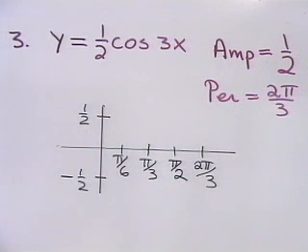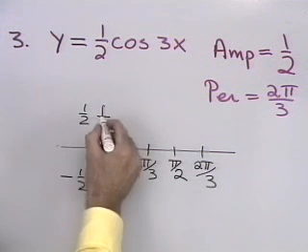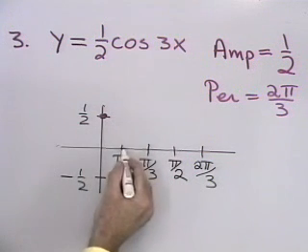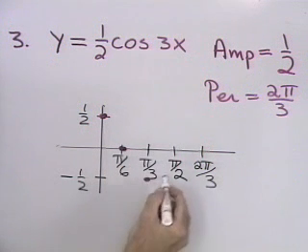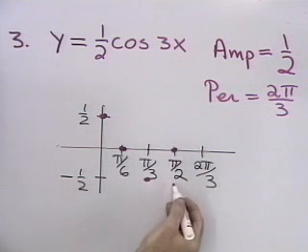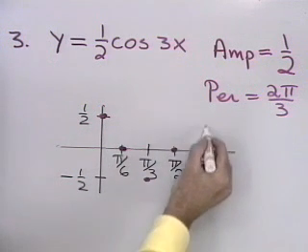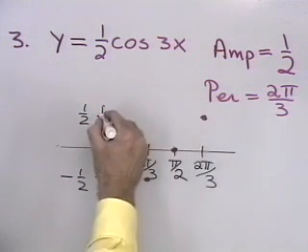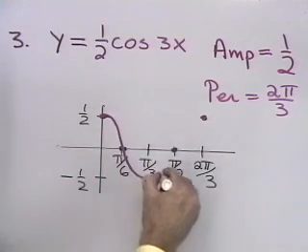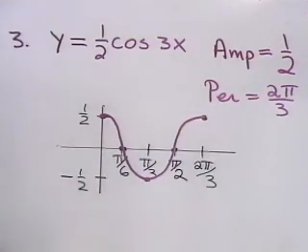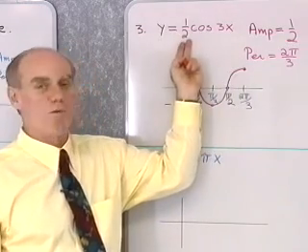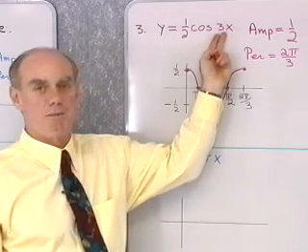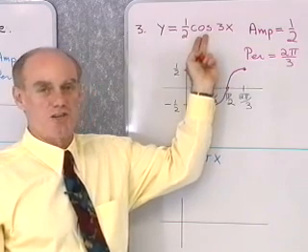Now it's a cosine curve this time, so it starts up at 1/2. A quarter of the way through the cycle, it's down to 0. Halfway through the cycle, it goes down to -1/2. 3/4 of the way back up to 0, and at the end of the cycle, it's back up to 1/2. So here's a nice accurate sketch of one complete cycle of the graph of y equals 1/2 cosine 3x. It'll have an amplitude of 1/2, a period of 2 pi divided by 3, and it's a basic cosine shape.